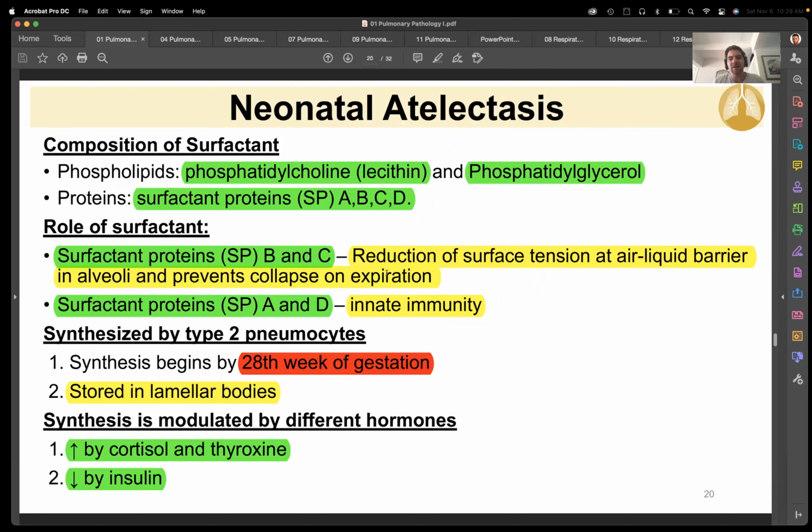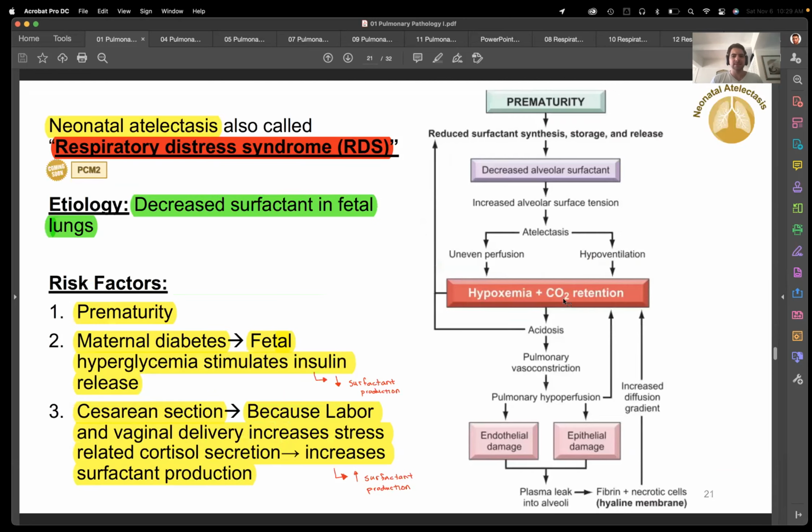Then neonatal atelectasis, we're talking about a deficiency in surfactant, right? The alveoli are the most downstream component of this complex. So if you don't have surfactant and those alveoli collapse, by definition, that's atelectasis. Okay, and that's what we see with RDS.